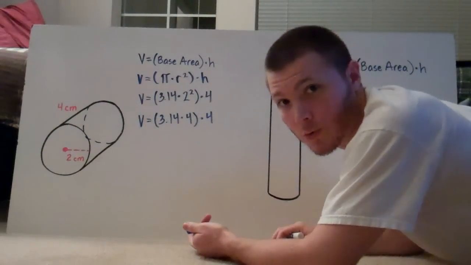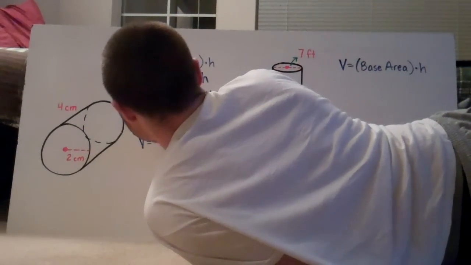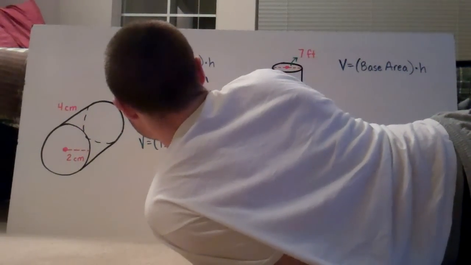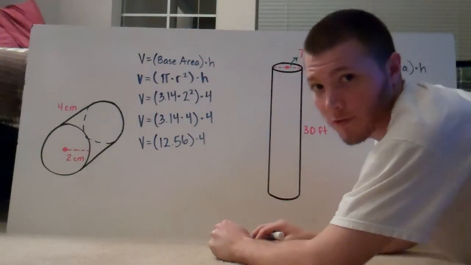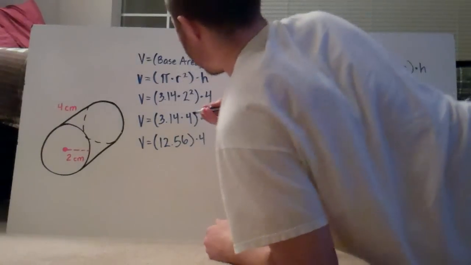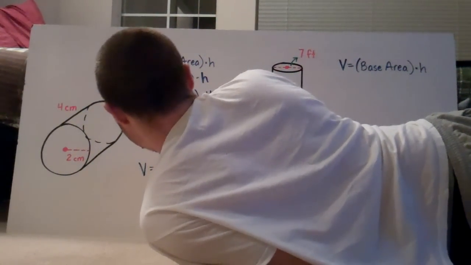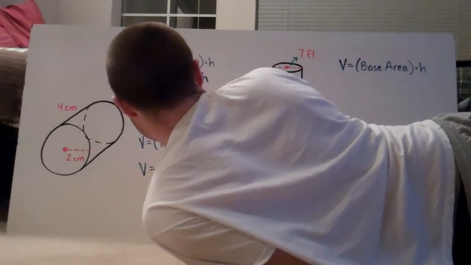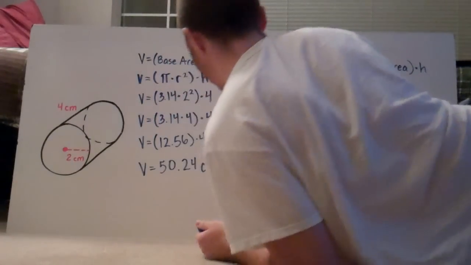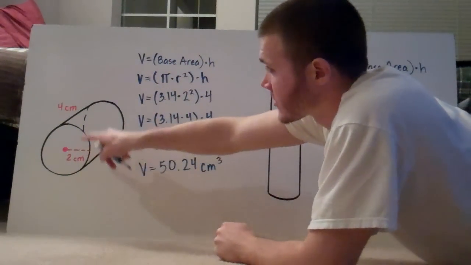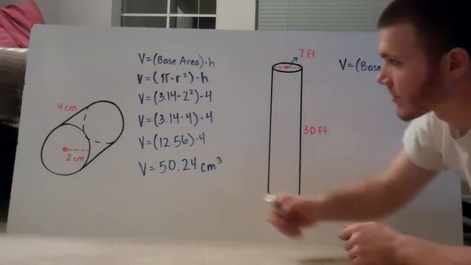3.14 times 4, that's going to be 12.56. So V equals 12.56. And then when we multiply that by 4, you're going to end up getting 50.24 cubic centimeters, since our measurements right now are in centimeters. So that's what you should have gotten for that problem.